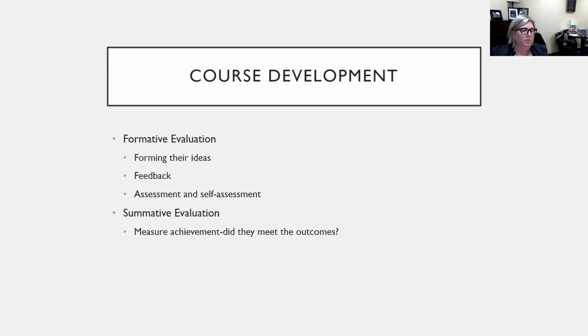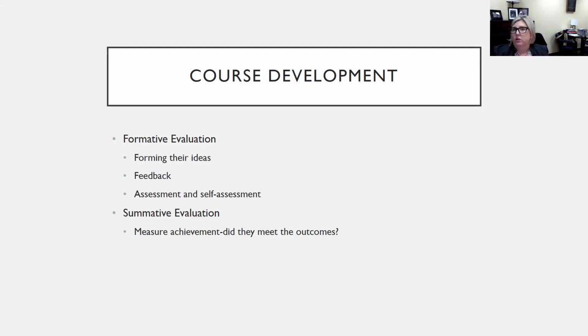And then formative and summative. We're not going to talk officially about evaluation or assessment until the end of the course, but you want to start to think about what this might look like. So formative evaluation, we're forming their thoughts and ideas. So we're doing things in the course to let the students know how they're doing.